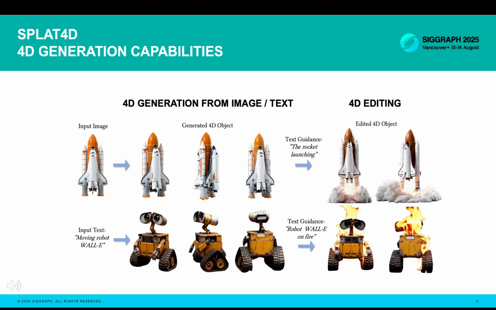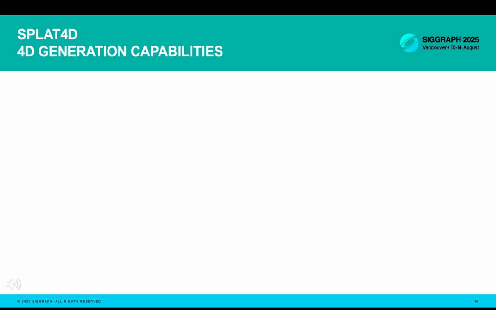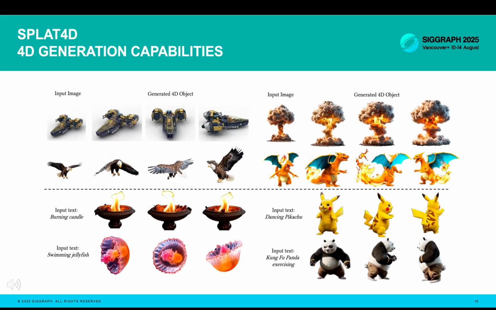For example, as shown here, we can edit the input to produce results like a rocket launching or Wall-E on fire, with coherent temporal evolution. On the next slide, we show more examples of high-quality 4D results generated by Splat 4D. For image-to-4D generation, we showcase results such as a spaceship, eagle, mushroom cloud, and dragon. For text-to-4D generation, we present examples including candle, jellyfish, Pikachu, and Kung Fu Panda.